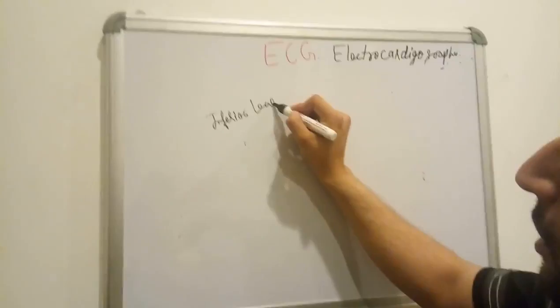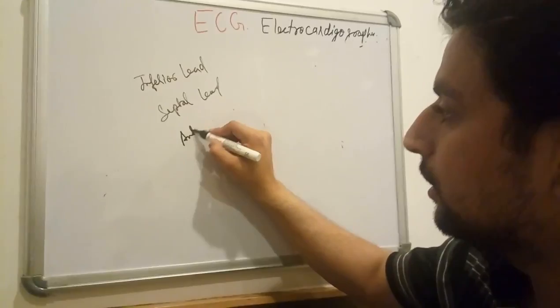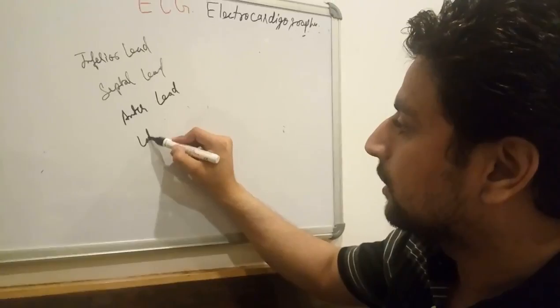Inferior lead, septal lead, the marker is not working well. Another I am going to use is the anterior lead. I am going to explain why I am teaching you this, like the lateral lead. In further videos, you have to know the meaning of why.